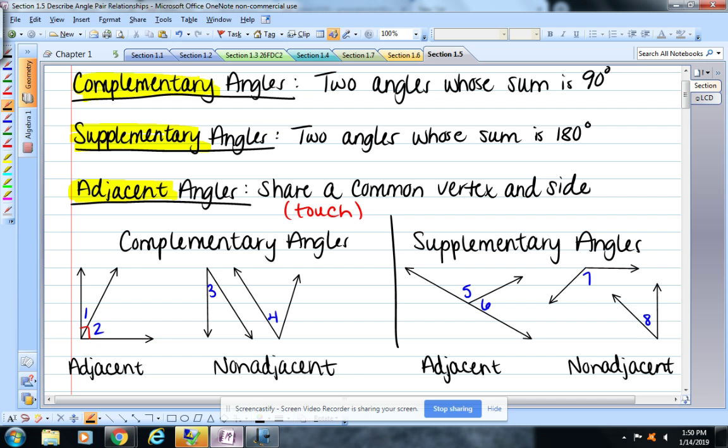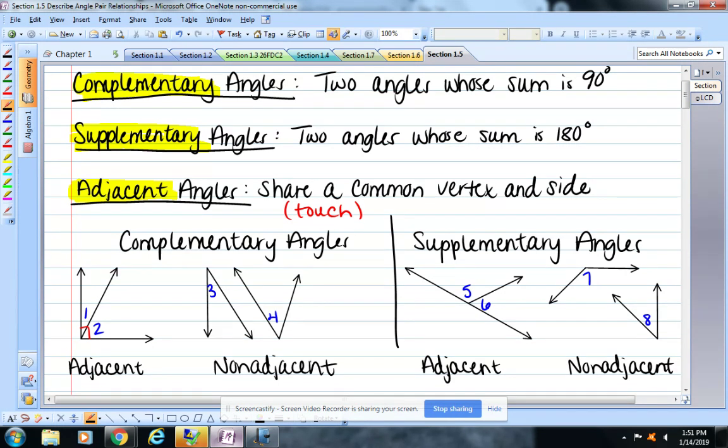Section 1.5, we're going to describe some angle relationships. The first one we're going to talk about is complementary angles. Those are two angles that add to make 90 degrees. What's so special about a 90-degree angle? It's called a right angle. That's right. So, two angles that add to make a right angle are called complementary.